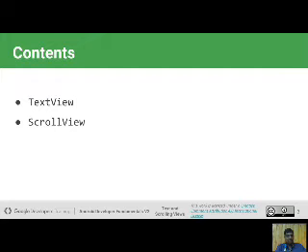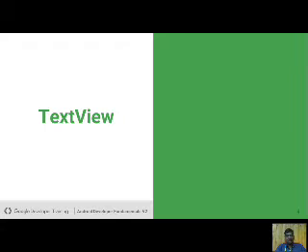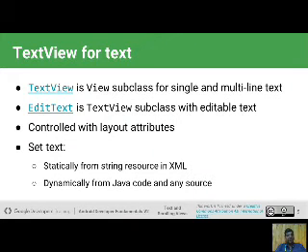Android Studio provides scrolling views, top to bottom and bottom to top. So the content we discuss in this topic is the text view, and second is the scroller view. First is the text view. What is a text view? A text view is a view subclass for single and multi-line text. I will explain it in Android Studio.